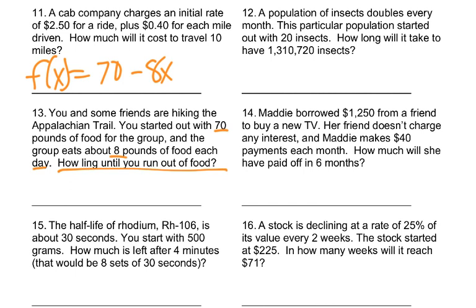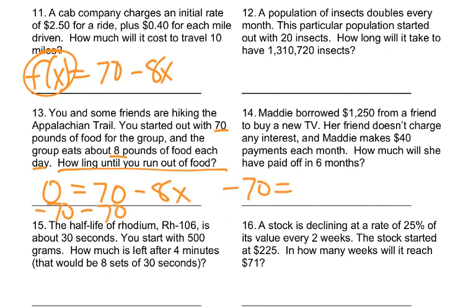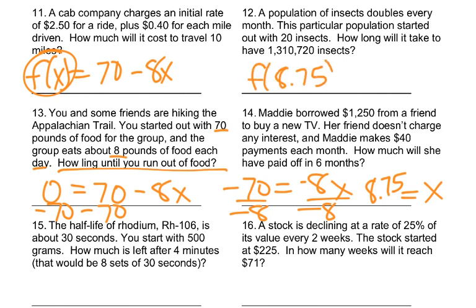So how long until we run out? How long until this is 0? So it goes 0 equals 70 minus 8x. So we subtract 70. Negative 70 equals negative 8x. Divide by negative 8. So x would equal whatever 70 divided by 8 is. A negative 70 divided by negative 8 becomes a positive 8.75. So basically in 9 days, right? So we could say f of 8.75 would equal 0.